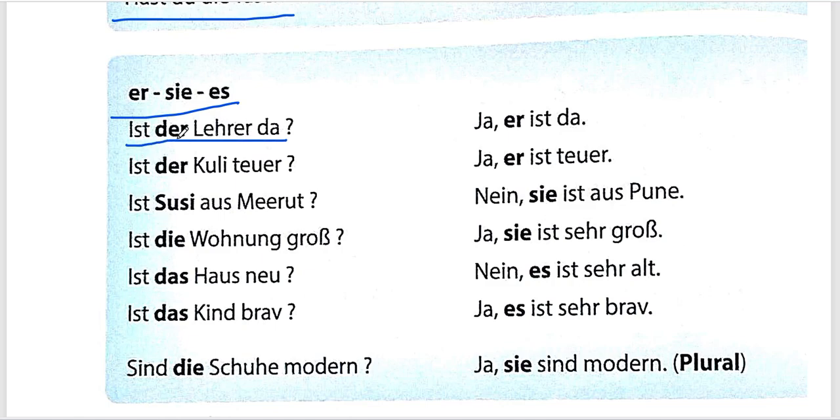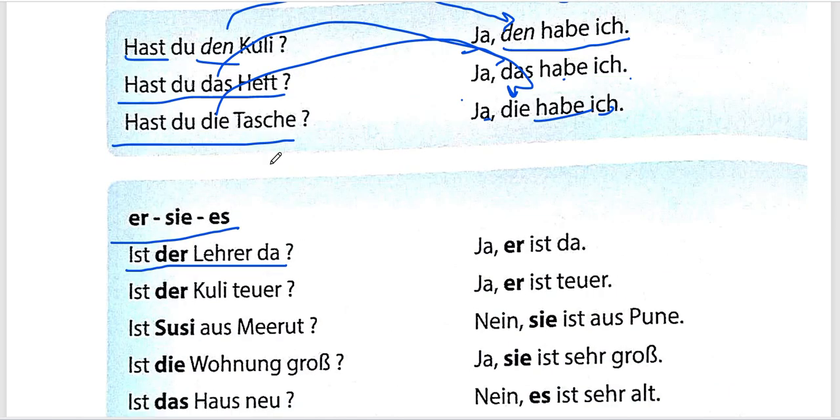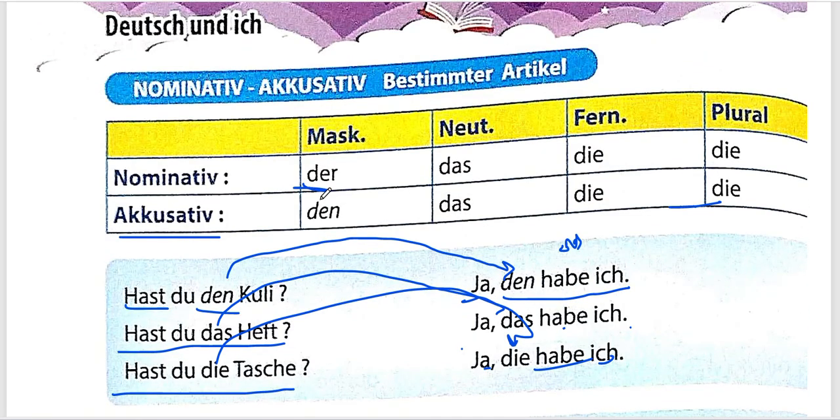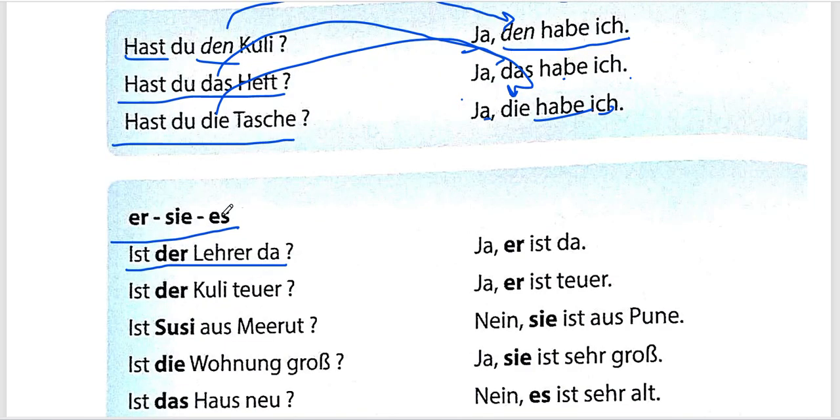"Ist der Lehrer da?" Is what? Do you remember? I told you that ist comes from the sein verb, right? In the verb conjugation, it is mostly nominative. So that's why we are using der. So "ist der Lehrer da?" Since der is being used and der is masculine, we can understand that the teacher is male. So "ist der Lehrer da?" So this der becomes "Ja, er ist da."